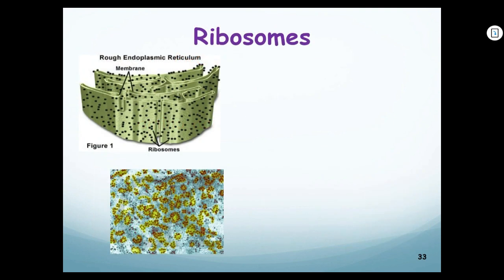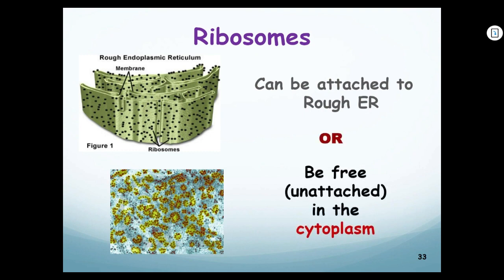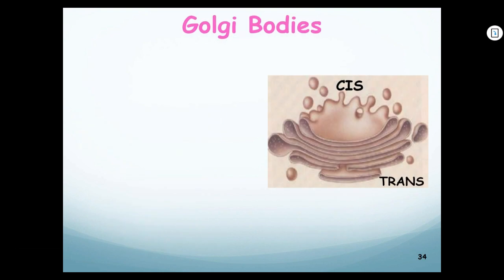Right? So ribosomes, rough ER, again, stud that surface. A lot of times, though, ribosomes don't necessarily have to be attached to the rough ER. Sometimes they can just be unattached in the cytoplasm, just hanging out there without having to be attached to the rough ER. But again, whenever you see ribosomes, think proteins.